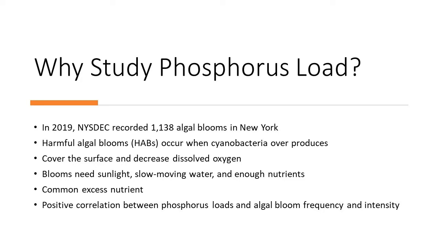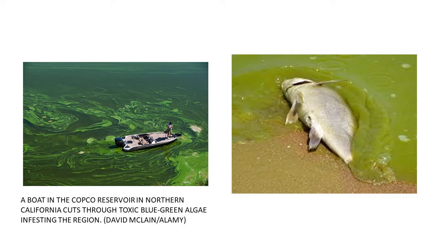The main things needed for blooms to occur are sunlight, slow-moving water, and enough nutrients. Two of the most common excess nutrients we find are nitrogen and phosphorus, but I'm just looking at phosphorus here. There also is a positive correlation between phosphorus loads and algal bloom frequency and intensity. I tried to find a graph to illustrate that, but I wasn't able to. Of course, there's supposed to be two pictures here. They were showing earlier, but that's just the color of the water that could appear from an algal bloom.